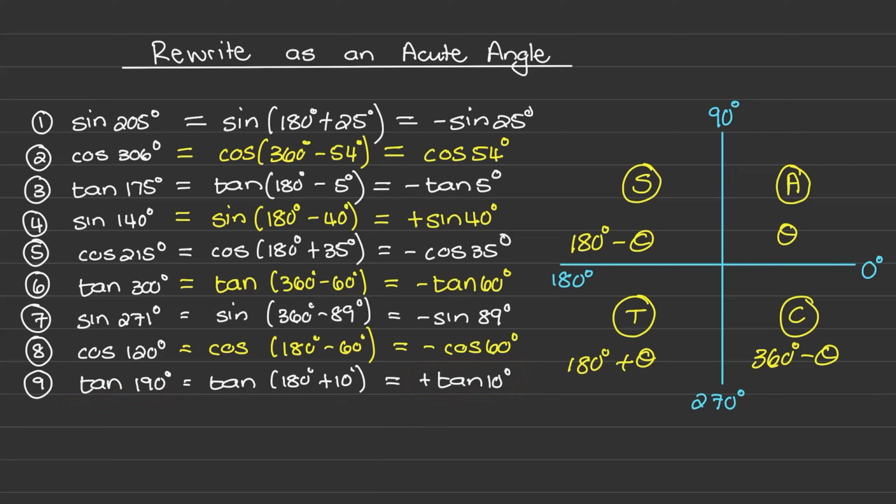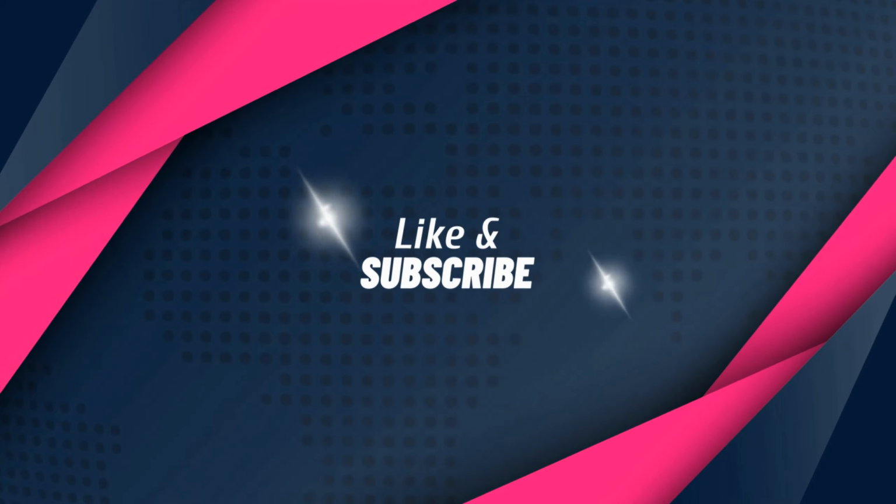And that is how we use reduction formulae to rewrite any trig ratio as an acute angle.